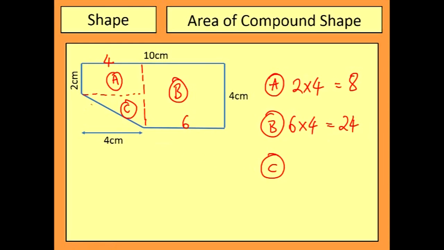And then finally, shape C. Well, we've got this here as 4, so that's okay. We just need the height of the triangle. Now this whole height here, the long bit is 4. This bit here is 2, which must leave this bit as 2 as well, because 4 take away 2 is 2. So we're dealing with a triangle that is 4 by 2. So we do 4 times 2, which equals 8. And then 8, divide that by 2, because it's a triangle, gives you 4. So we're going to need to add 8, 24, and 4, which gives you 36 centimeters squared.